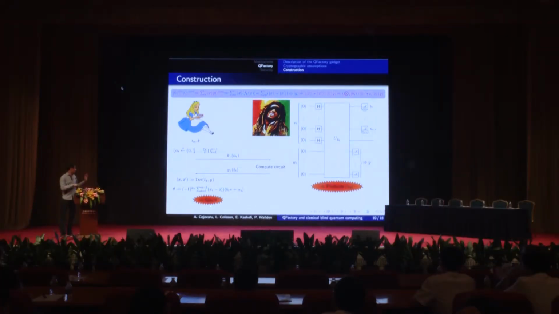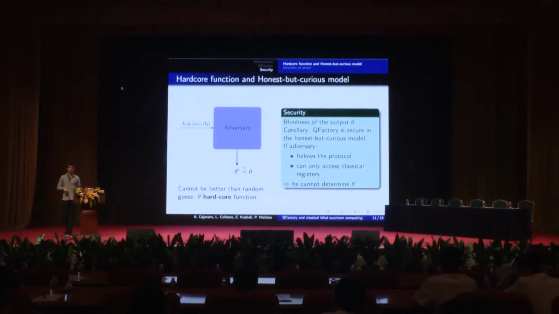So at this step, we have a theta on Alice's side, a plus theta on Bob's side. Now, it's good, so we seem to achieve our goal, but we need to prove that this is secure. So what we prove is that this theta is a hardcore function. So what does it mean?